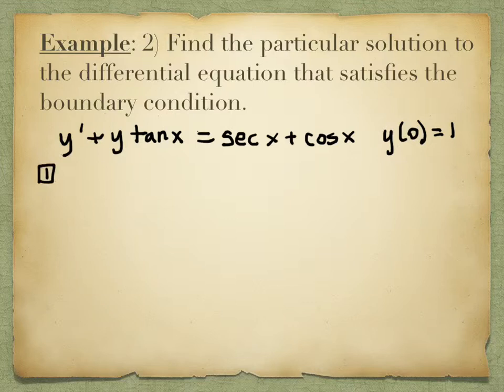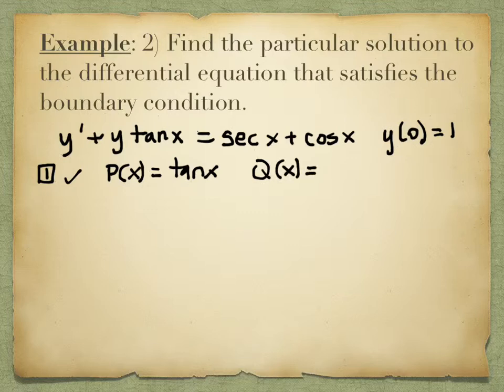Get it in general form. But it is. This one already is, isn't it? Yeah, it is in general form already. So this one's already in the general form that we need, or standard form that we need. So let's identify at this point then what is P of x and Q of x. So what is P of x? Good. Tangent x. And what is Q of x? Great. Okay, step 1 done. Awesome. Step 2, what do I do next?